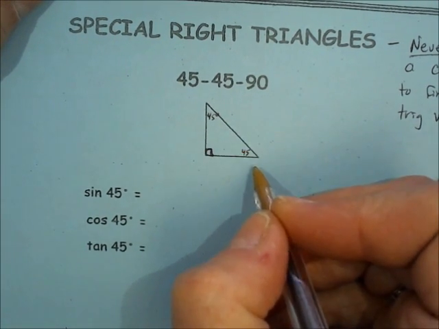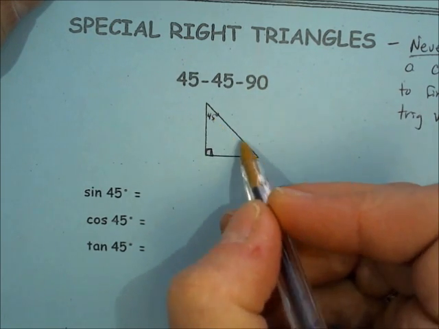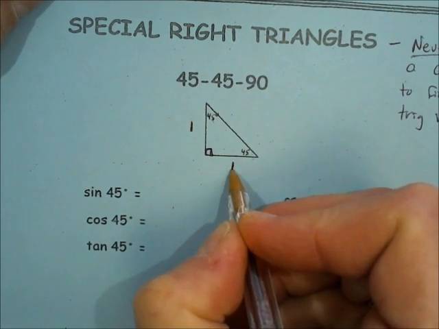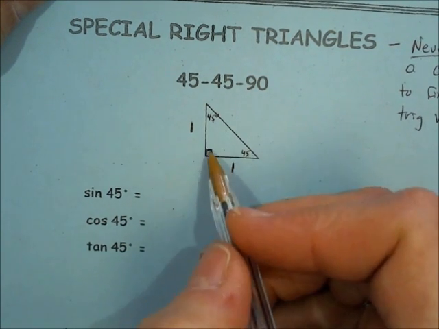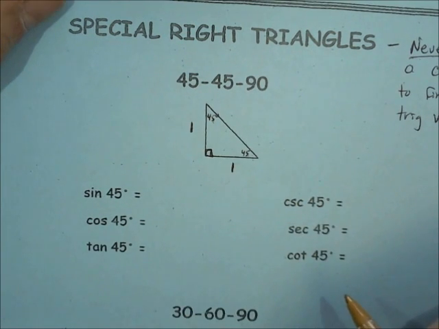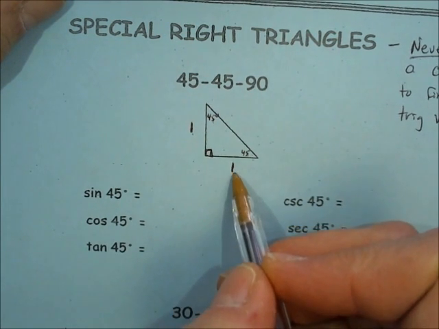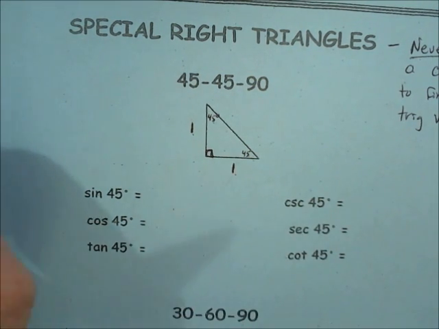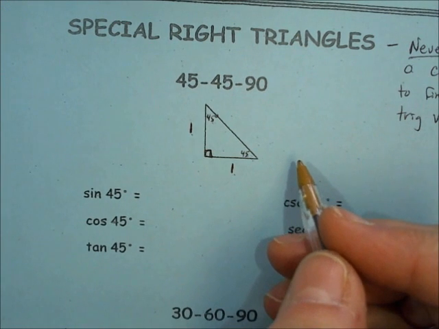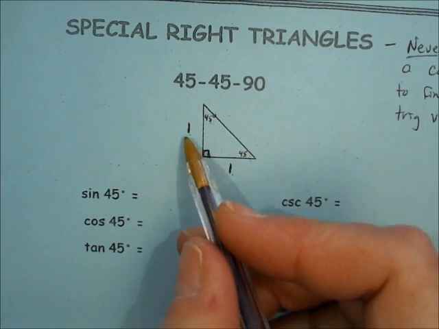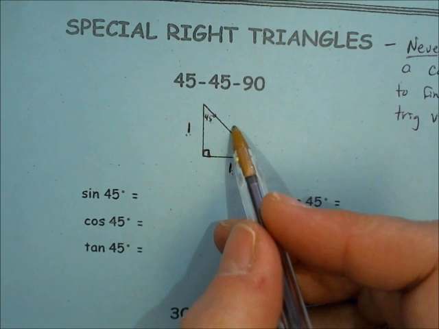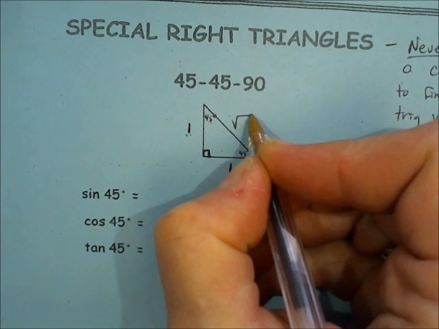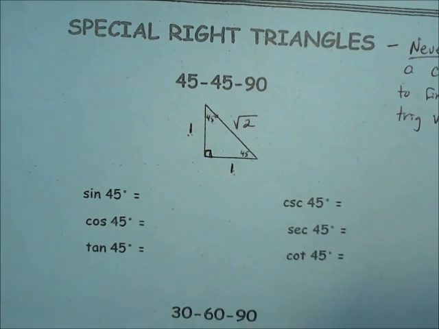In a 45-45-90, because these two angles are equal to each other, their sides are also equal to each other. So what we usually do is we call them a length of 1. Maybe this is 1 centimeter, maybe it's 1 inch. In any case, these two sides are equal because this is actually an isosceles triangle. If you use a squared plus b squared equals c squared, 1 squared plus 1 squared is equal to c squared, which is 2. So the hypotenuse of a 45-45-90 is the square root of 2.